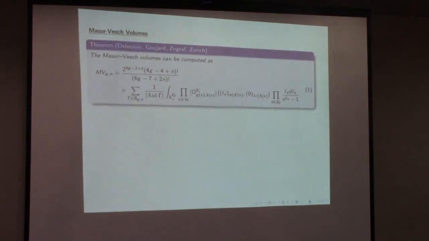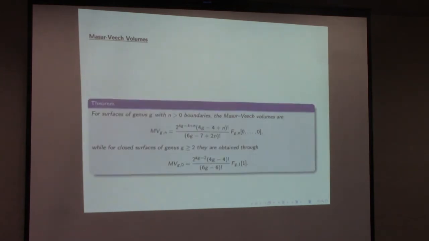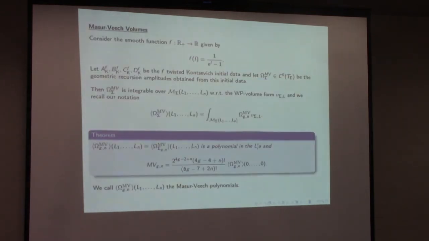And also, if you look at Masur-Veech volumes, then it turns out that Masur-Veech volumes satisfy a very nice recursion, also this geometric recursion. And now you have to use this function here, applied to length. But I think it's just a matter of time. So many people here are interested in things like Fukaya categories, Floer homology, cohomology, and so on.